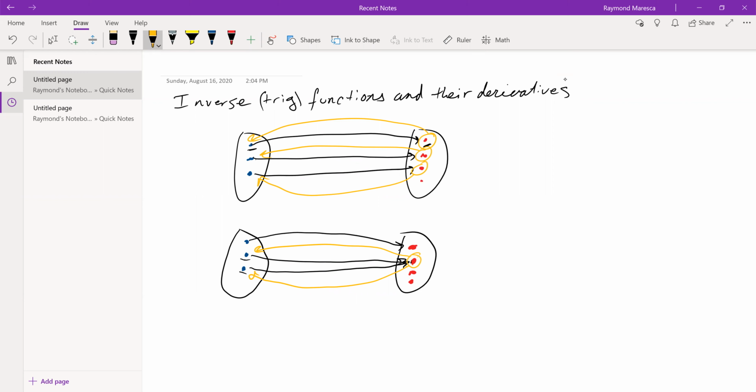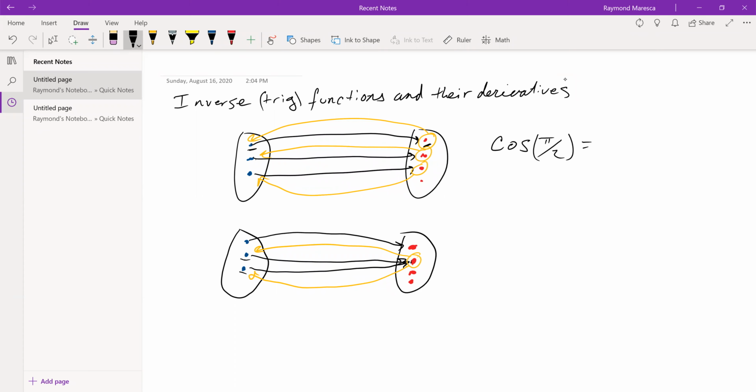If we notice that the first function sends each blue dot to a different red dot. When a function does this, it's called one-to-one, and one-to-one functions have inverses. So let's think about some trig functions. So let's take cosine, for example.